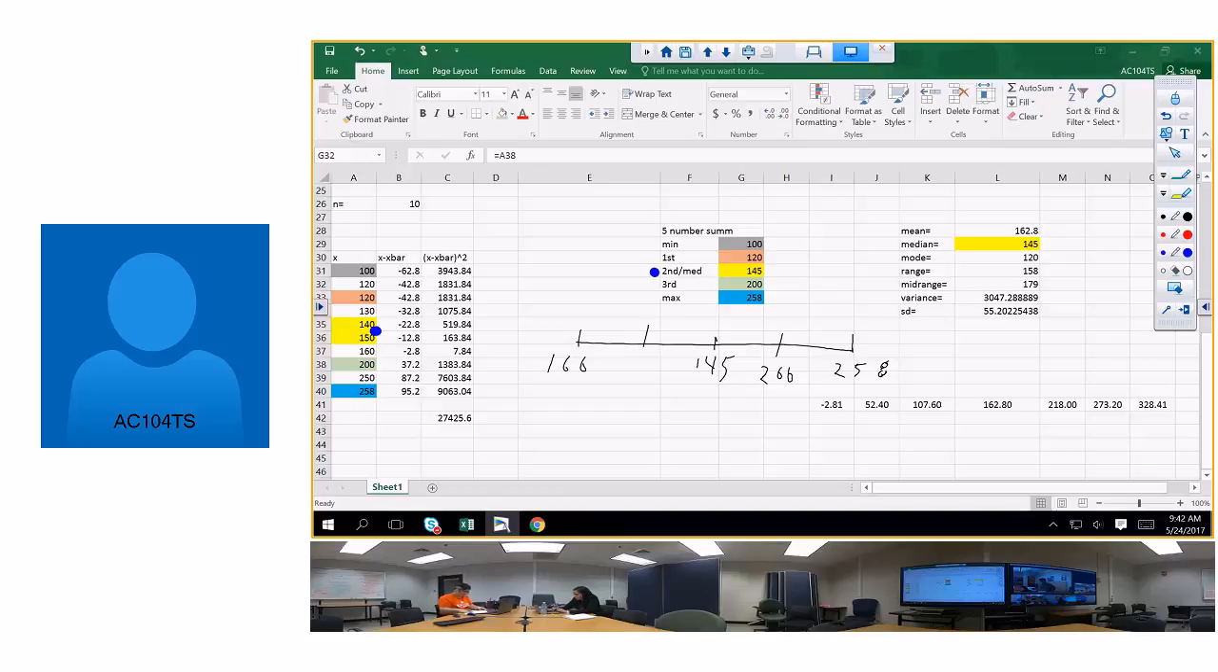What's the difference between 100 and 45? 45. Half of 45 is what? 22.5. Is that what y'all said? Yeah. So the half of 22.5 is what? I've already did it. 22.5. So this would be 122.